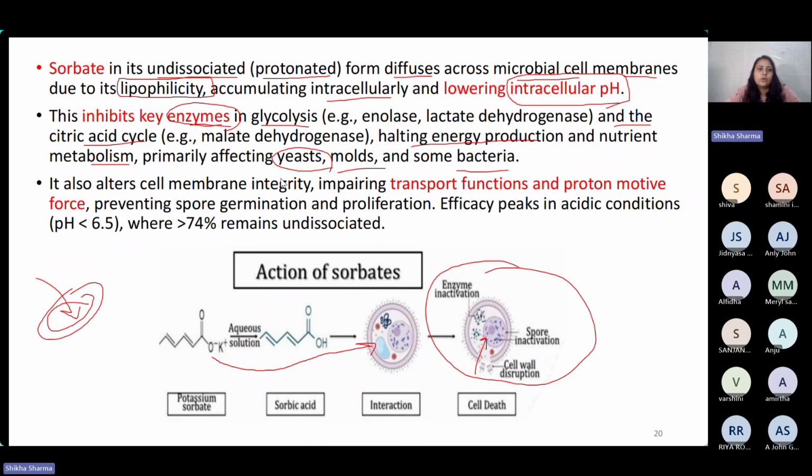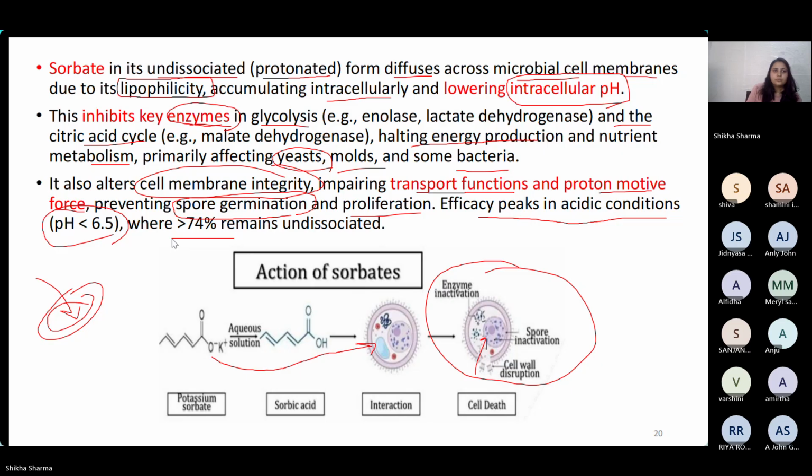It also alters the cell membrane integrity, and it impairs the transport functions and the proton motive force, and it basically prevents spore germination and proliferation. It works in acidic conditions, so its efficacy is higher at pH less than 6.5, where 74% remains undissociated.